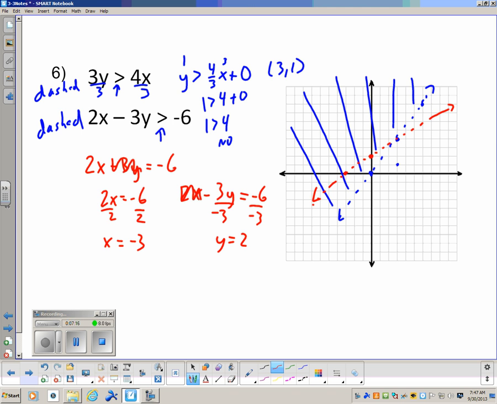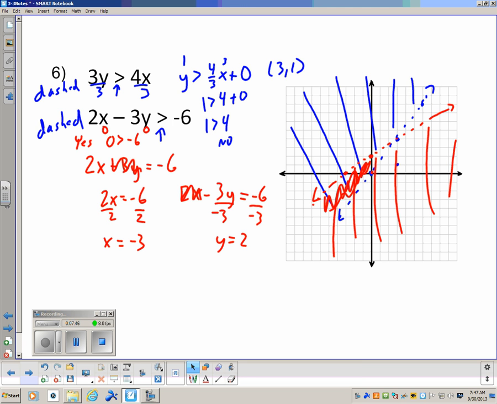So then I have to decide how to shade it in, and this time I'm going to pick the point 0, 0 because that line does not go through 0, 0. So plugging that back into the original one here, the left-hand side I get 0. Is that greater than -6? Yes, 0 is greater than -6. So I'm going to shade on the side where 0, 0 is, and that's over here. So the overlap ends up being this little portion over in there.